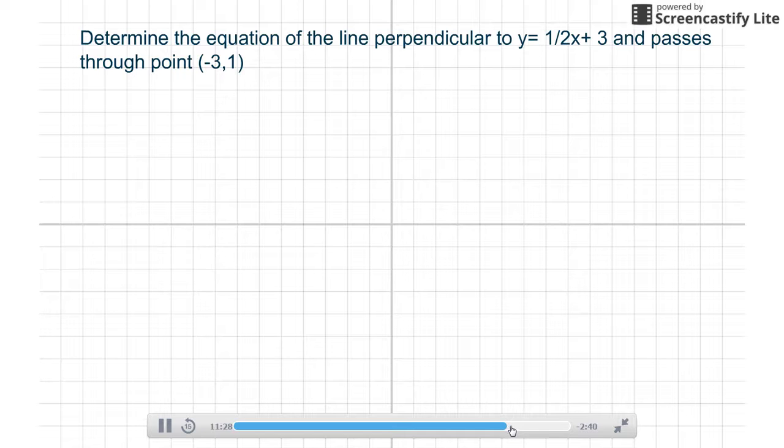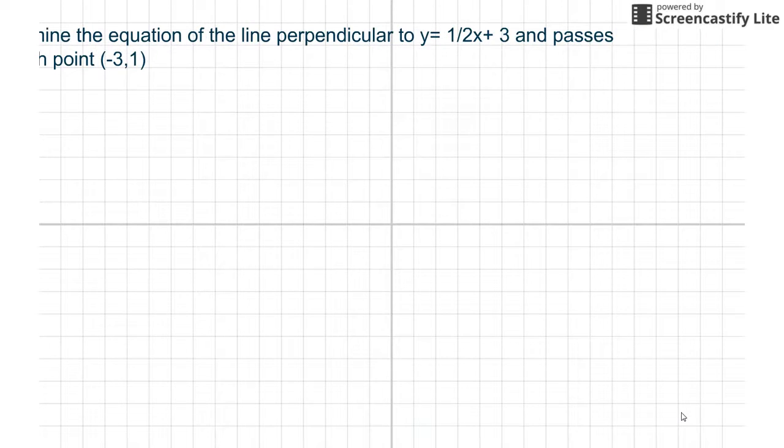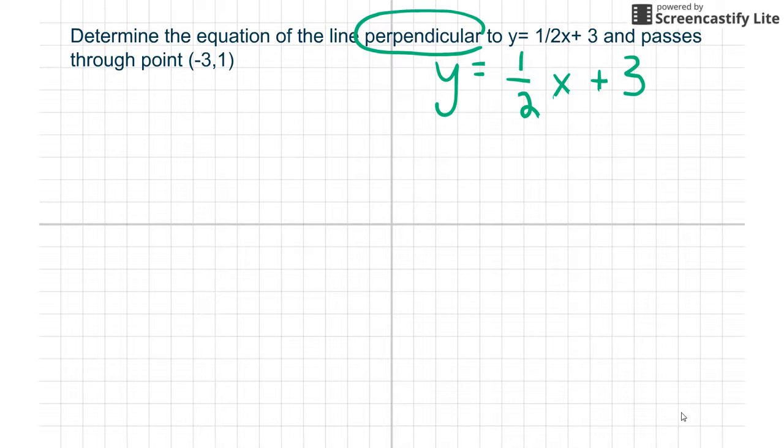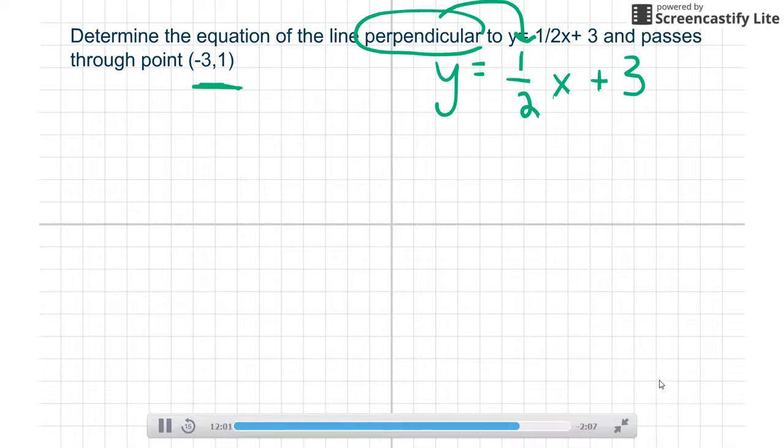Okay, so the last thing that you may have to do is to change something to perpendicular. So if you're given, I'm going to rewrite this over here so it doesn't look funny, y equals 1/2 x plus 3. And we have to figure out an equation that's going to be perpendicular to that. And it also has to pass through this point. So first thing I'm going to do is automatically change this slope into perpendicular.